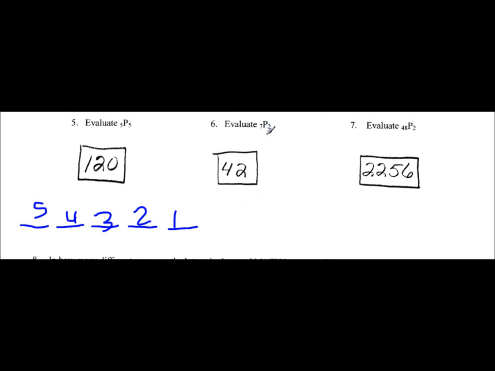Number 6, we're going to choose 2. We have 7 total. We're going to choose 2 of them, and we have 7 to choose for the first spot, 6 to choose for the second spot. 7 times 6, 42. Finally, number 7, 48p2, we're going to pick 2, and there's a total of 48 that we're choosing from. So we have 48 to pick from for the first spot, and we have 47 to pick from for the second spot. 48 times 47 gives us 2,256.